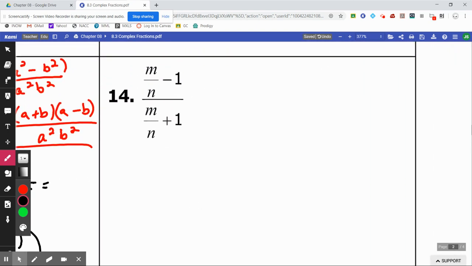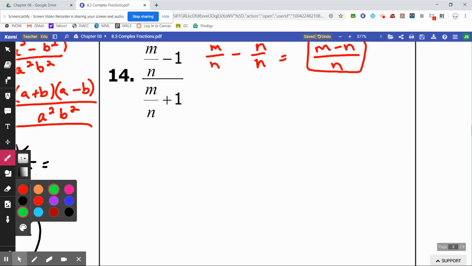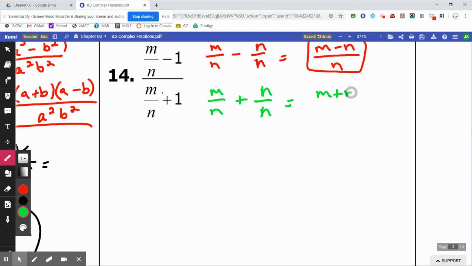Next one, again, same thing, we're going to work it separately. So on top you have, in red, m over n minus 1 over 1. You need an n on top and bottom, so let's multiply top and bottom by n, and you're done. You have m minus n over n. So that was an easy denominator. That is the top. The bottom, you have m over n plus 1 over 1. Common denominator is going to be n, multiply top and bottom by n. Final answer there is going to be an m plus n over an n. So that's going to be the bottom.